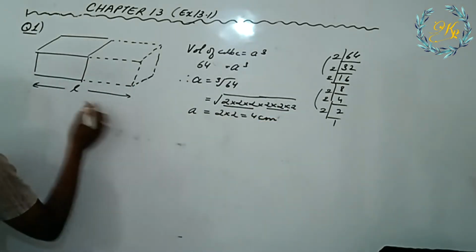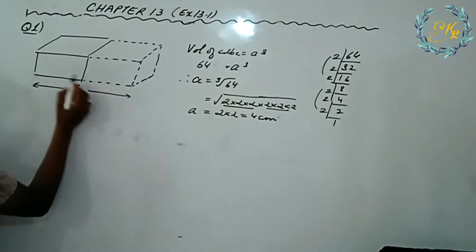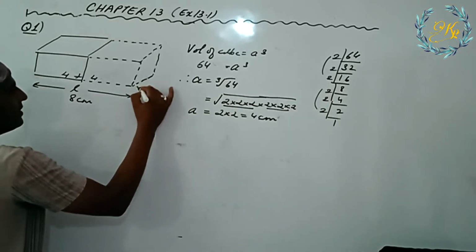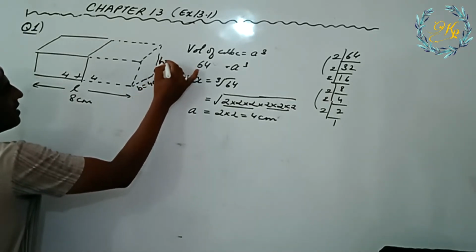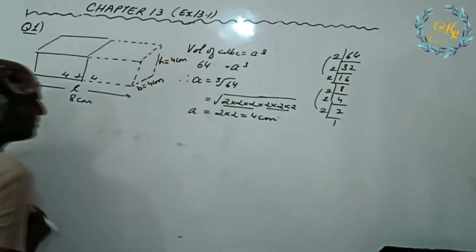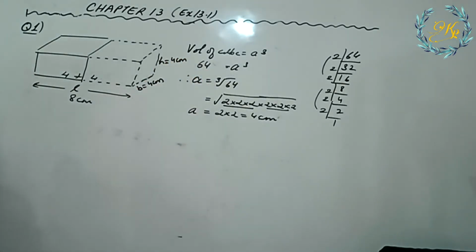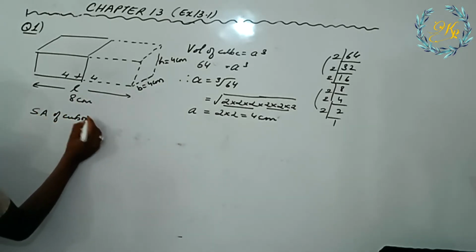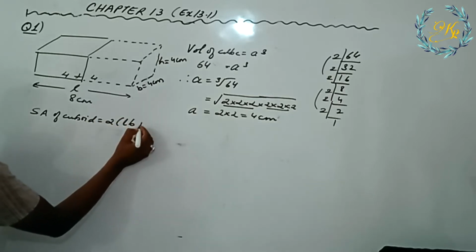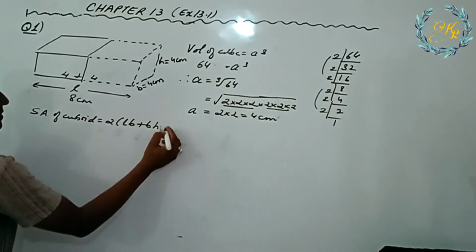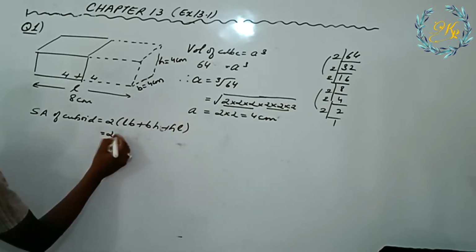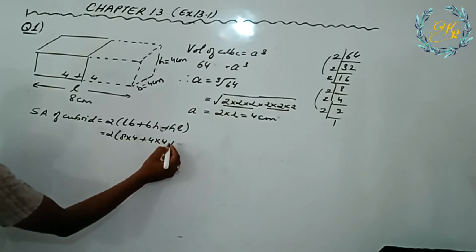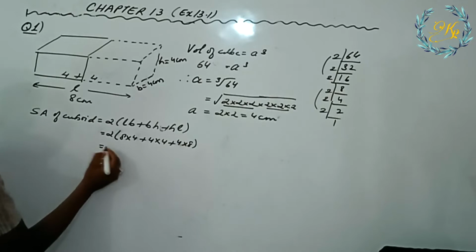Now let's use this measure to find the length. Length of it, this will give you 4 plus 4. Length is 8 centimeter. The breadth of it will be 4 centimeter. And the height of it will be 4 centimeter. Now finding the surface area of cuboid. Surface area of cuboid is equal to twice in bracket length into breadth plus breadth into height plus height into length. The measurement of length is 8, breadth 4 plus breadth 4 into height 4 plus height 4 into length 8. Solve it.